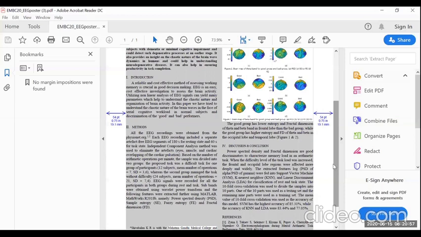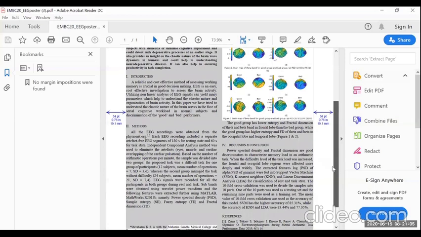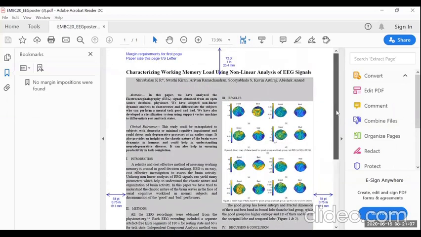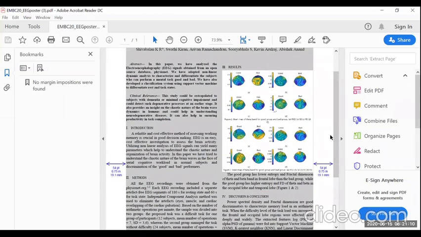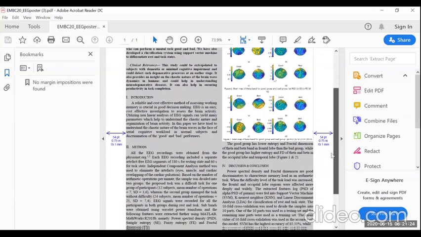wavelet power transform, and the following features were extracted using MATLAB R2018b: power spectral density, sample entropy, fuzzy entropy, and fractal dimension. We found that the good group has lower entropy and fractal dimensions of theta and beta bands in the frontal lobe than the bad group, while the good group has higher entropy and fractal dimension of theta and beta in the occipital lobe and the temporal lobe.